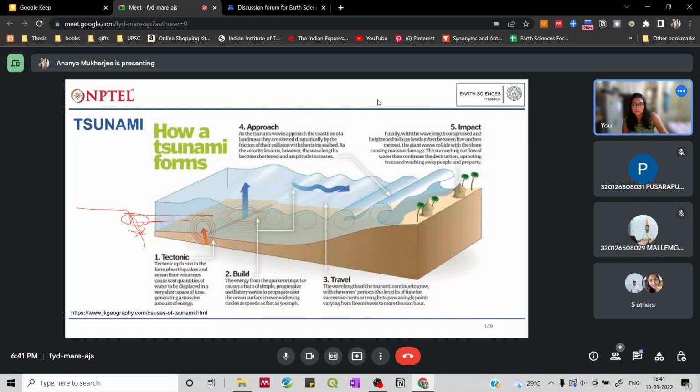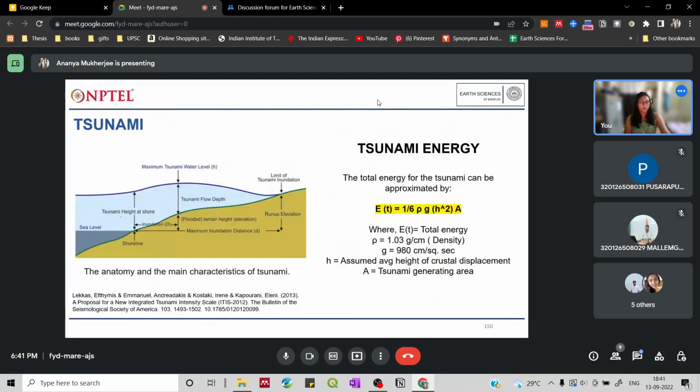So this height that we are talking about in this formula is also the slip when we consider just the fault and the earthquake. And the tsunami generating area is also the area that is being affected by the tsunami. So this is how you can calculate the energy that is released when a tsunami is caused.